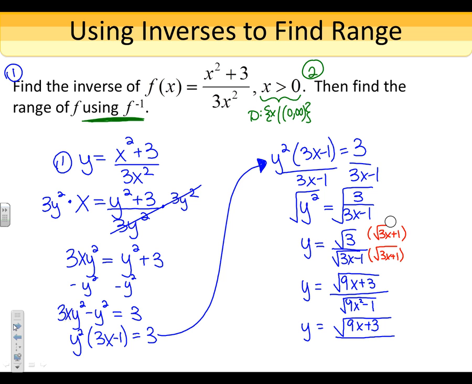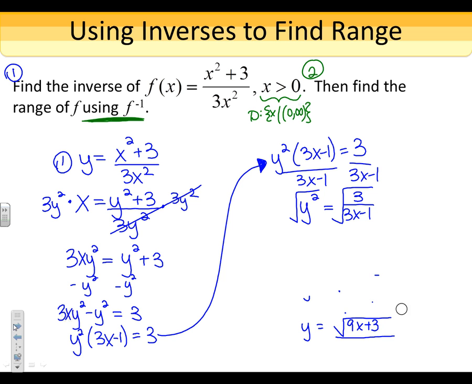Okay, there's something that I think I'm missing in there that I need to look back at really quick. So go ahead and pause there in your notes. And we're going to keep this as y equals the square root of 3 over 3x minus 1 for now. Okay? We're going to come back to that in class.